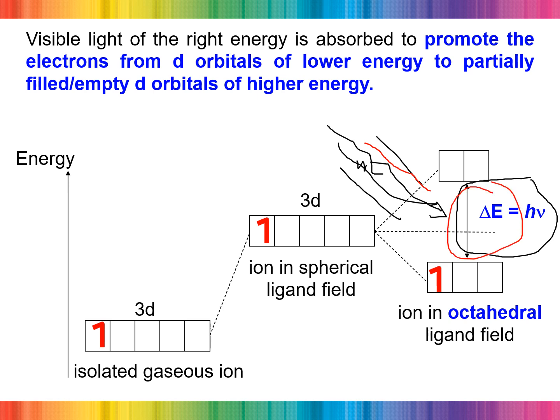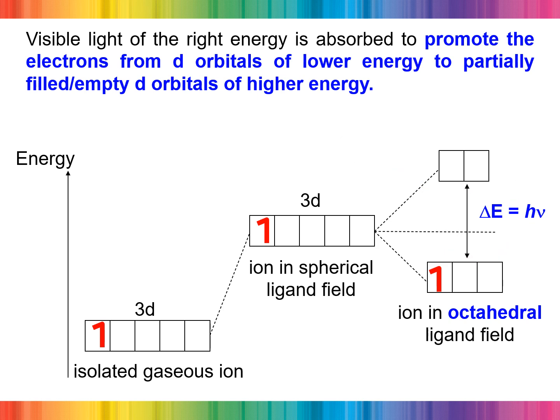So when we say it's at the right energy, it will be absorbed by this electron, and it will become excited. Let me erase this. I'm going to showcase how it works. To promote the electrons from a d orbital of low energy, so this is the electron that is absorbing that particular wavelength of light that corresponds to this energy gap.